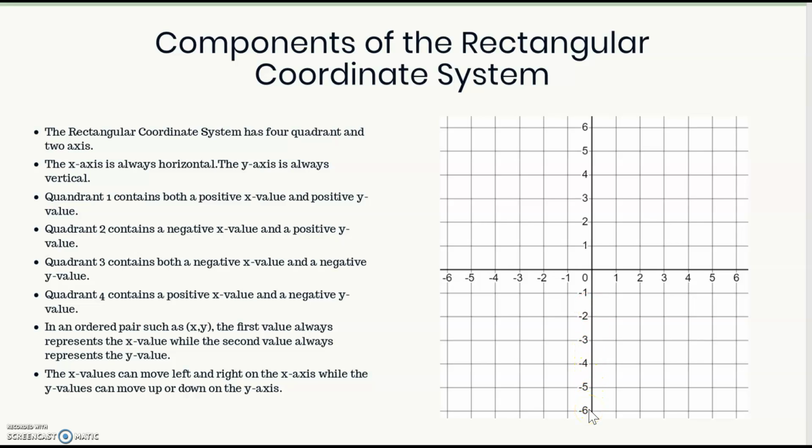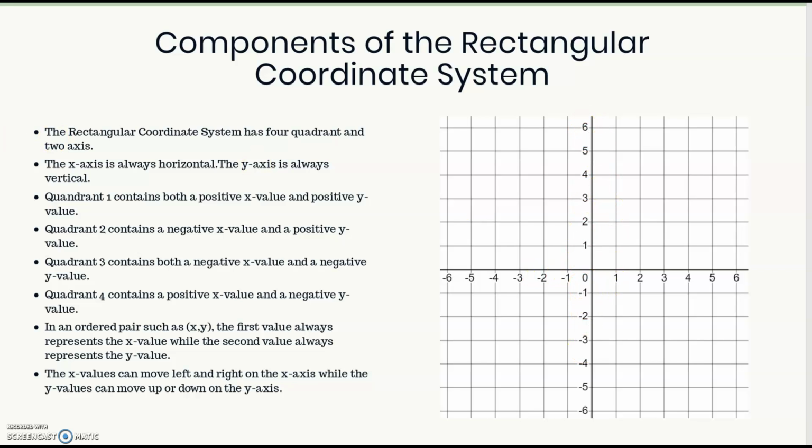In an ordered pair, it looks like this right here. You have 2 parentheses. The first component is always going to represent the x value, and the second component is always going to represent the y value. Your x values can move left and right. That's all they can do, while your y values can move up and down.